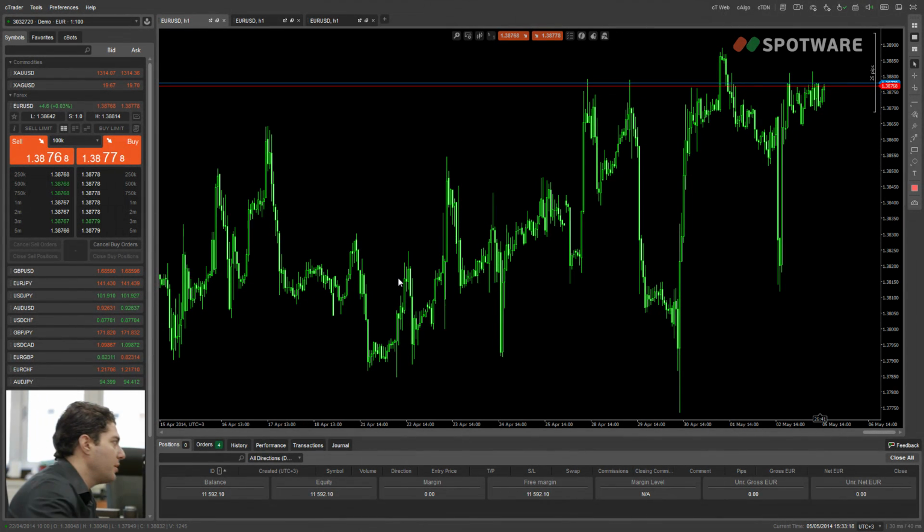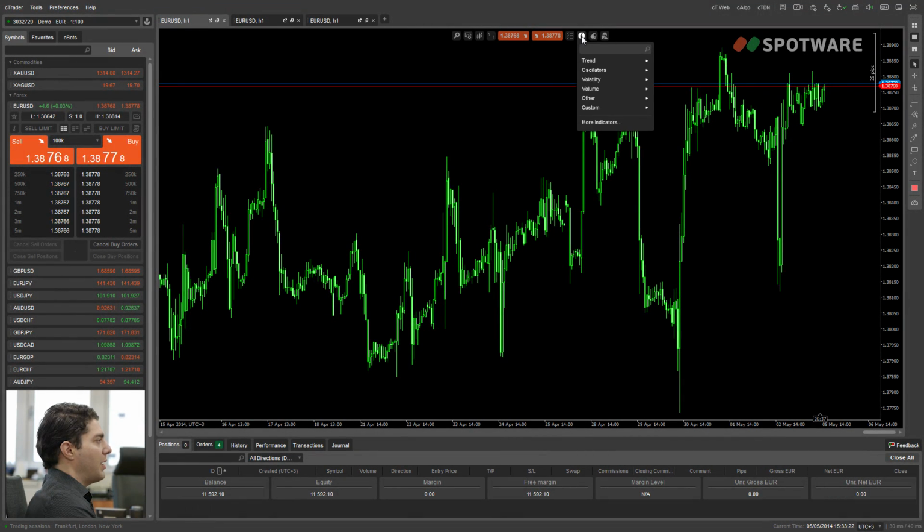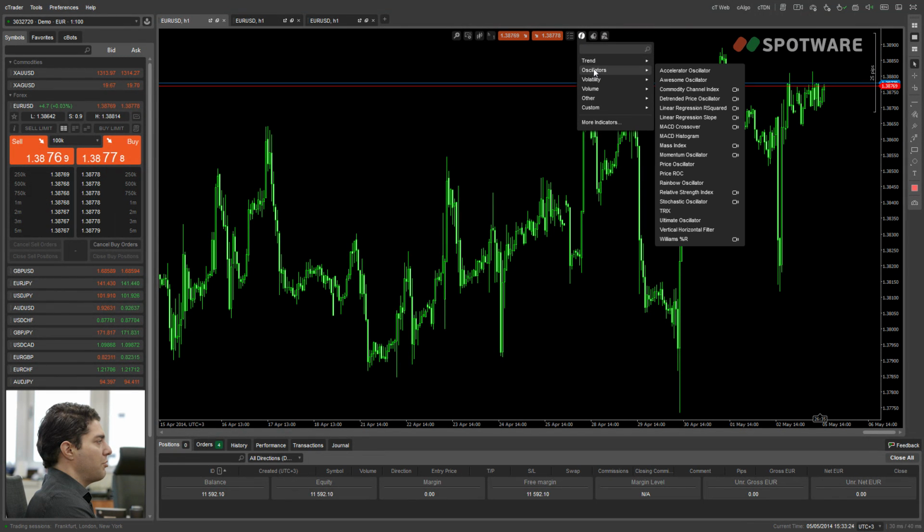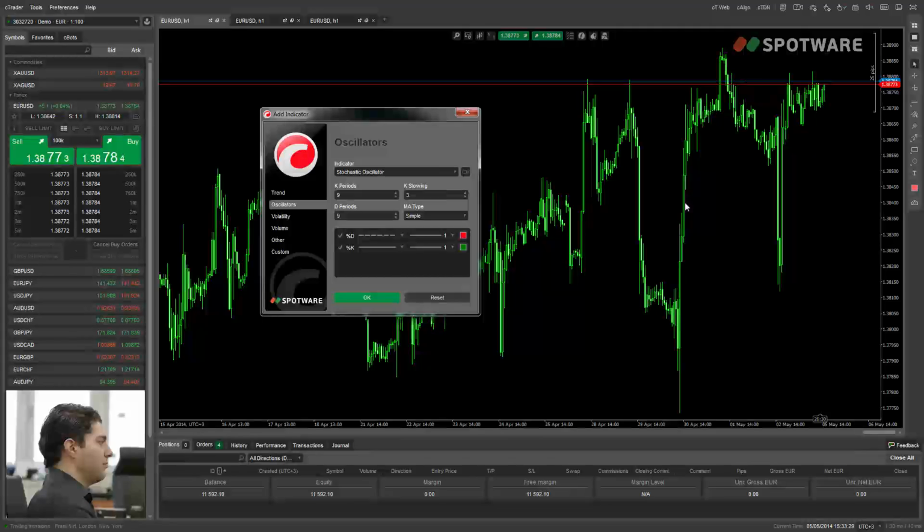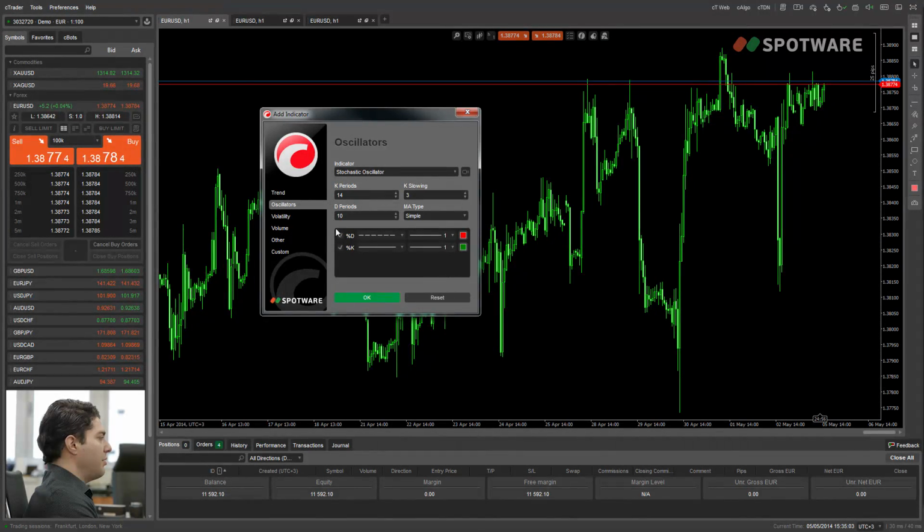Let's go to cTrader and I'm going to show you how the stochastic indicator looks. So I've plotted here a EUR/USD 1 hour chart. Let's press the F button, which is for indicators. Let's go to oscillators and find the stochastic oscillator. The default value is 14 periods, and we see here in the window that we can configure the percentage K periods, the percentage K slowing, the percentage D periods, and the type of the moving average.